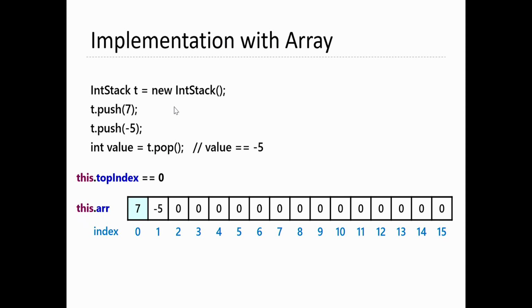So we've got a 7 and a -5. When I pop the stack, I'm going to remember what that value is. So value equals -5. Decrease the top index by 1, so top index goes down to 0. And then return the value. So I'm going to return the -5.